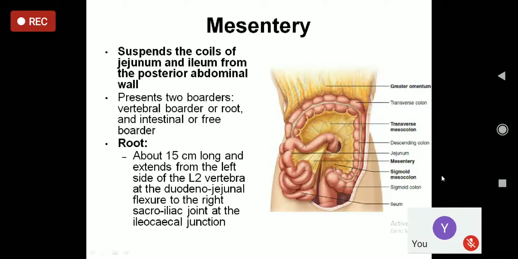The root of the mesentery is important for exam purposes. The root of the mesentery is about 15 centimeters long. It is obliquely placed, extending from the left side of the L2 vertebra at the duodenojejunal flexure to the right side, at the sacroiliac joint at the ileocecal junction. So it is obliquely placed, 15 centimeters long, extending from the left side of the L2 vertebra to the sacroiliac joint like this.